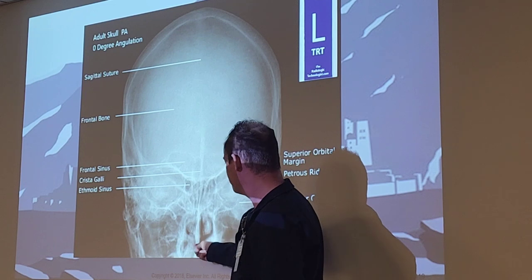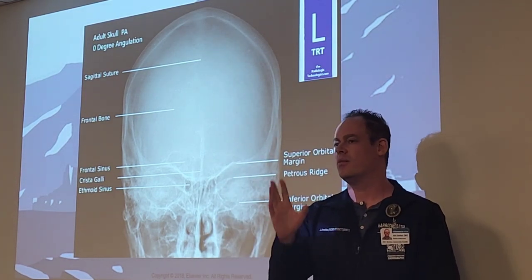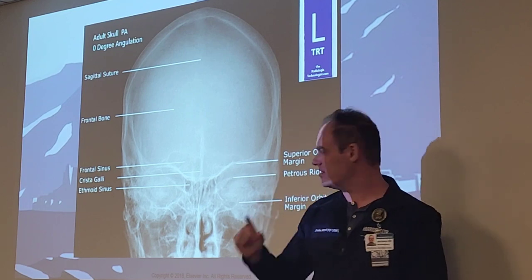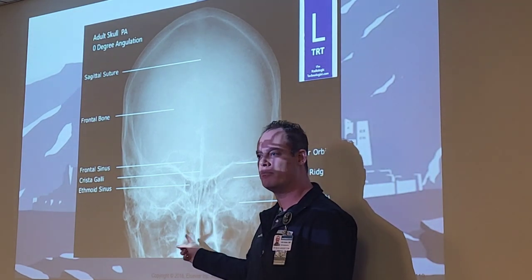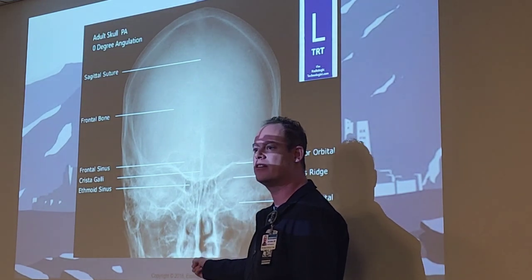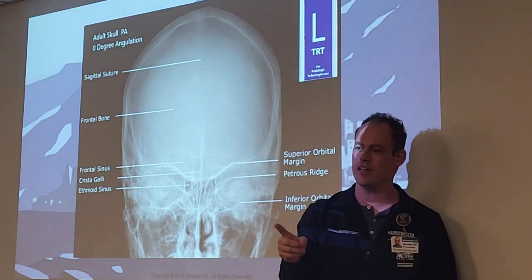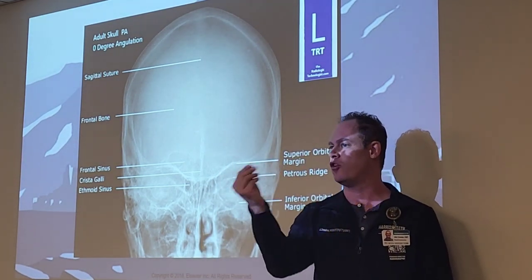That's the horizontal plate. So I'm glad you said that, and you are partially correct. When it comes to a model, yes, that would be the perpendicular plate of the ethmoid bone. When it comes to an x-ray, we refer to this entire structure as the bony nasal septum. Bony nasal septum. That's formed by the perpendicular plate and the vomer.